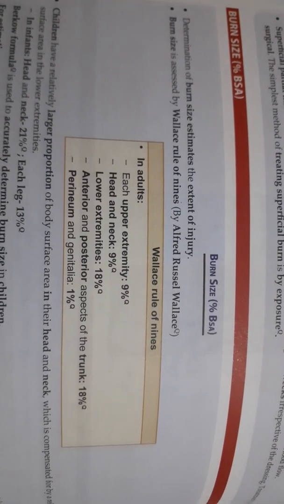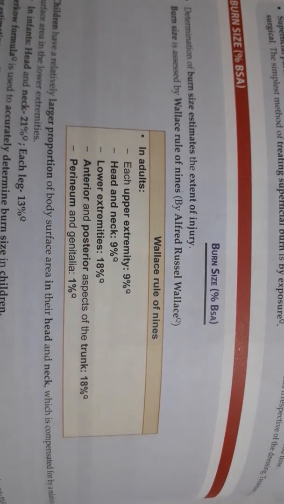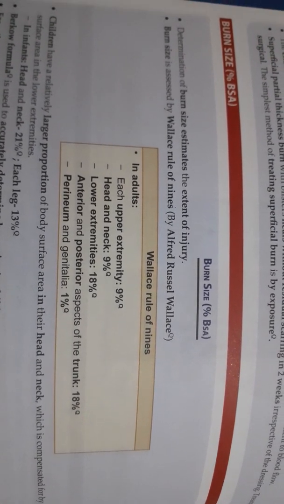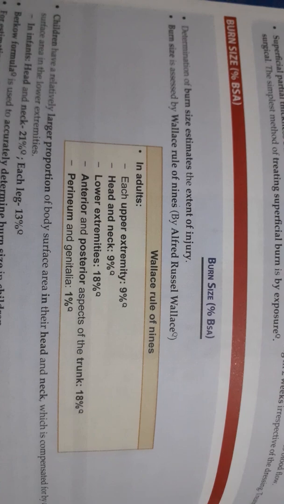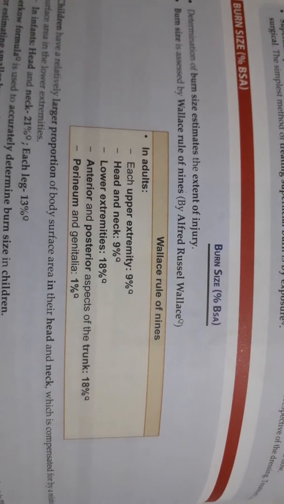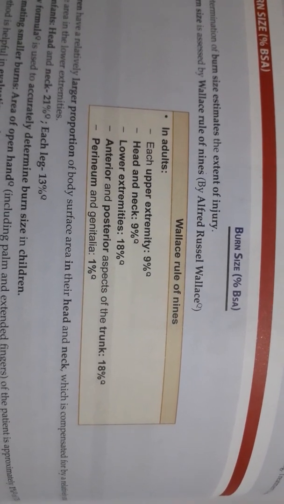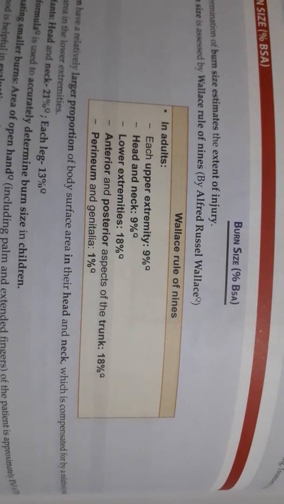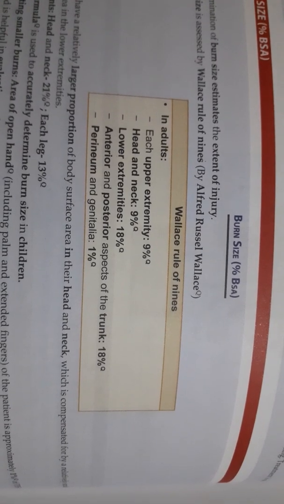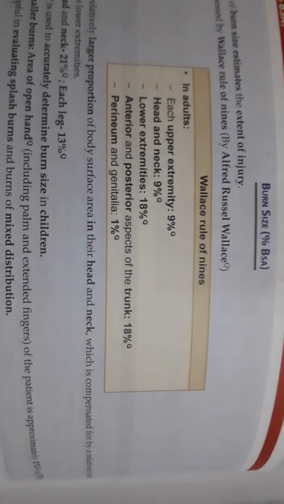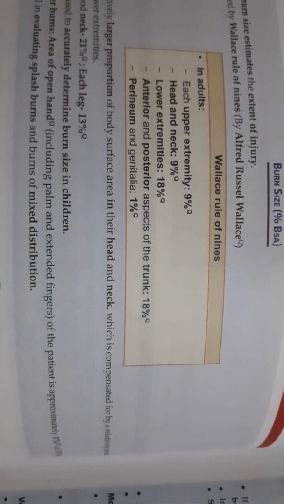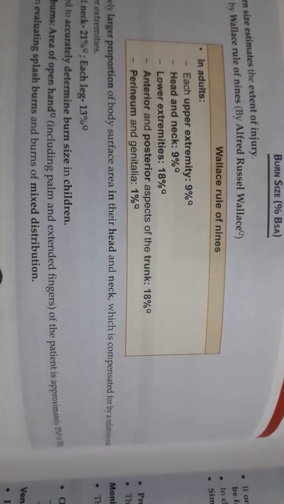Determination of burn size estimates the extent of injury. Burn size is assessed by Wallace's Rule of 9s. Wallace's Rule of 9s in adults: each upper extremity 9%, head and neck 9%, lower extremities 18% each, anterior and posterior aspects of trunk 18% each, perineum and genitalia 1%.